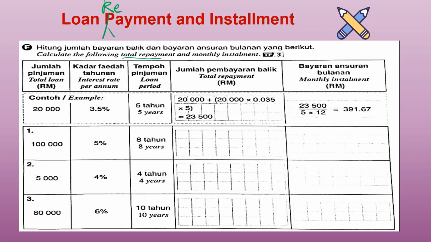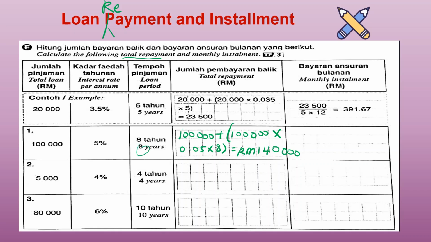So to count the total repayment, you write here 100,000 and then you plus 100,000 times the rate. The rate is 5%, so 0.05, and then times the loan period, 8 years. So the answer is RM140,000. This is the total repayment. You borrow 100,000, you must pay back 140,000 within 8 years.